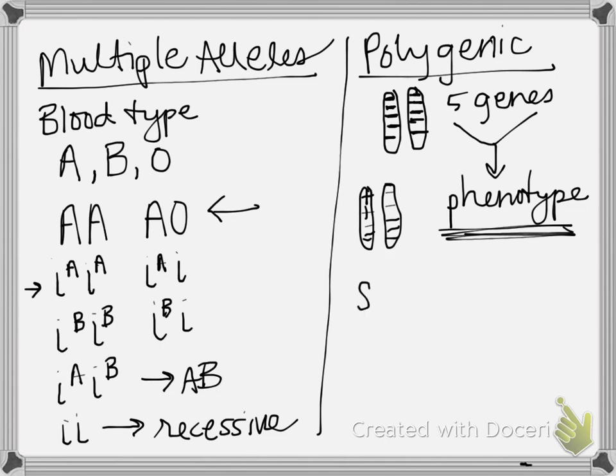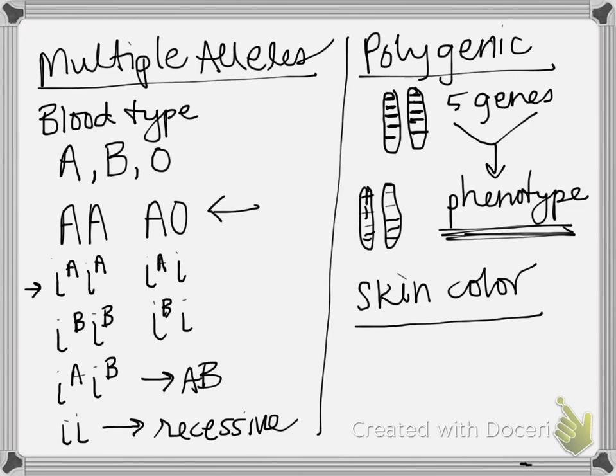A classic example of this is skin color. In humans, there are actually six different alleles that we talk about coding for the pigment in our skin. And this is why there are so many different varieties of skin colors. There are many different combinations of pigmentation that produce all the different shades of skin that we see in our societies.